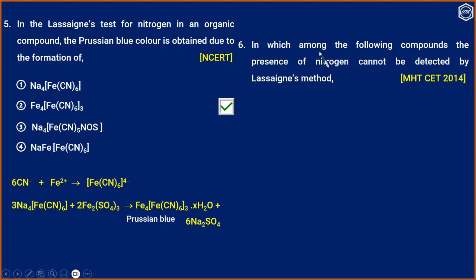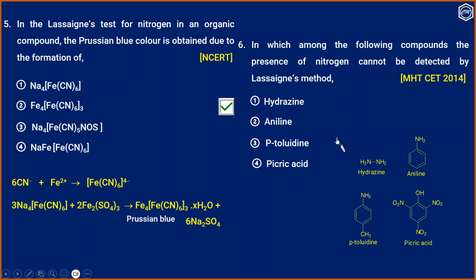Question number 6. In which among the following compounds can the presence of nitrogen not be detected by Lassaigne's method? 1. Hydrazine, 2. aniline, 3. paratoluidine, 4. picric acid. All these compounds contain nitrogen. First, let us write down the structure of these compounds. This is hydrazine, aniline, paratoluidine, and picric acid.